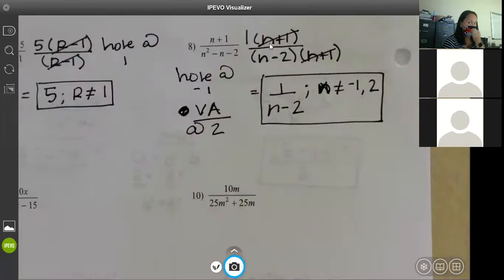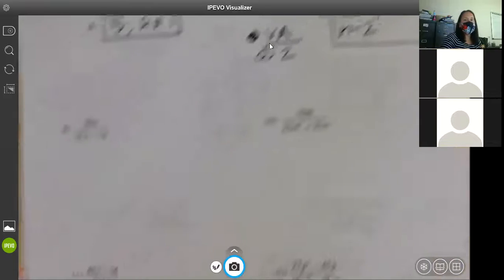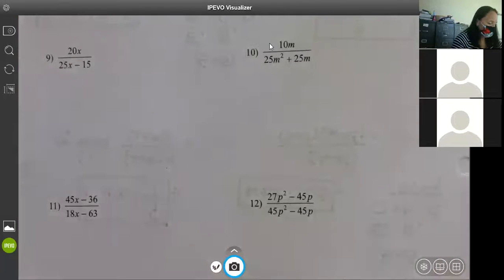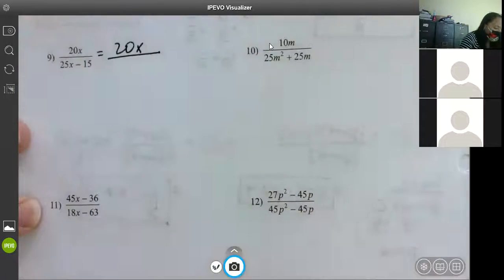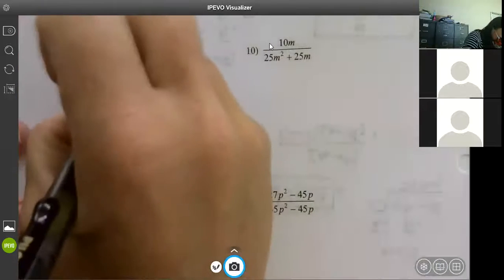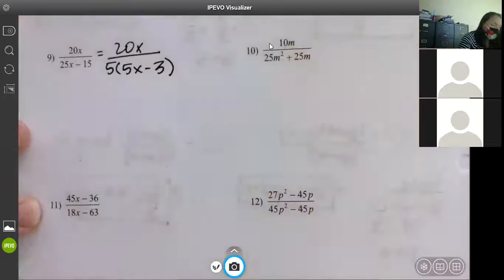All right, look at number 9. We're going to do quite a few of these. They get harder as they go, okay? So we're doing the pretty easy ones right now. Look at number 9. 20x will not simplify, but on the bottom, what can I do? Take out a 5. I'm left with 5x minus 3.